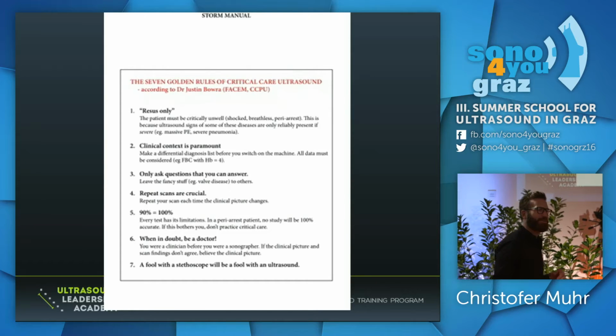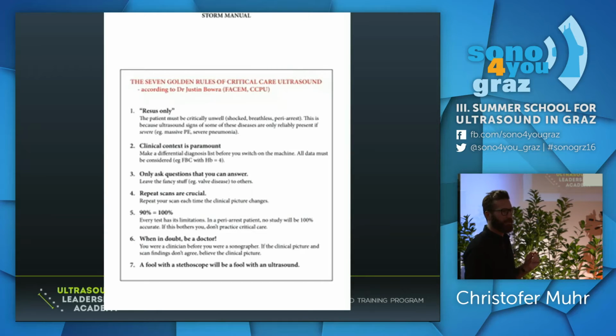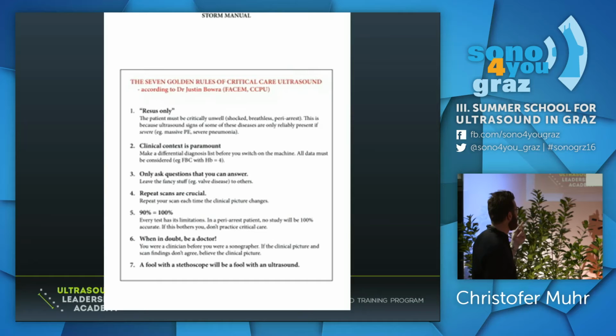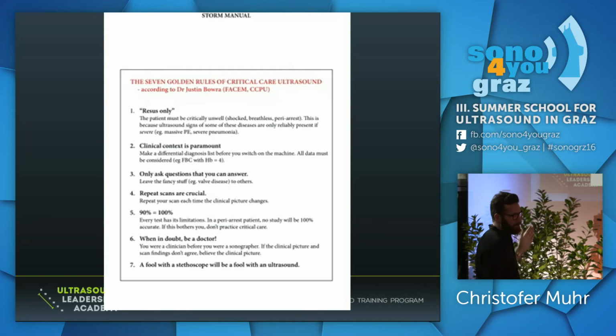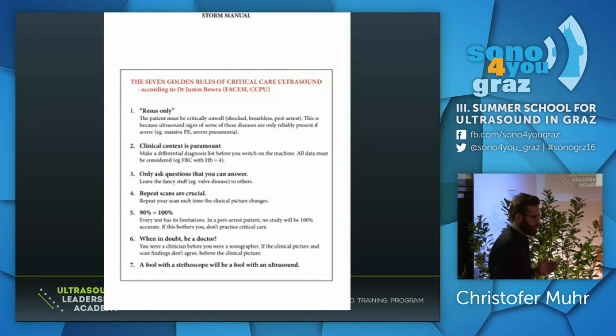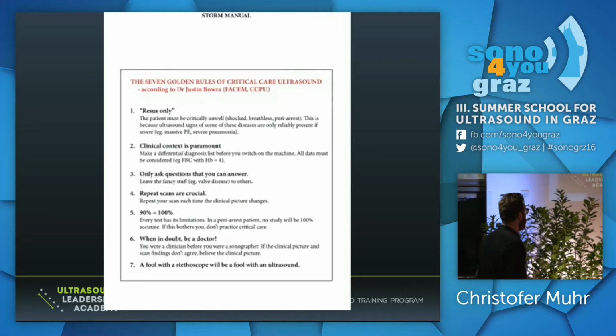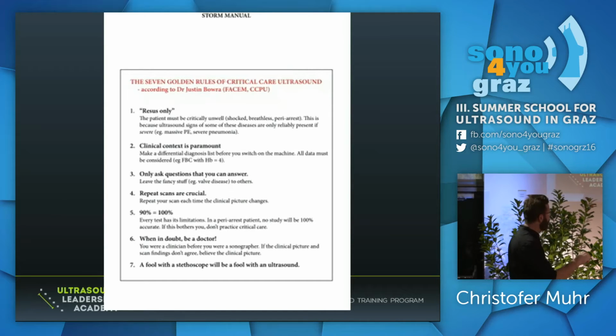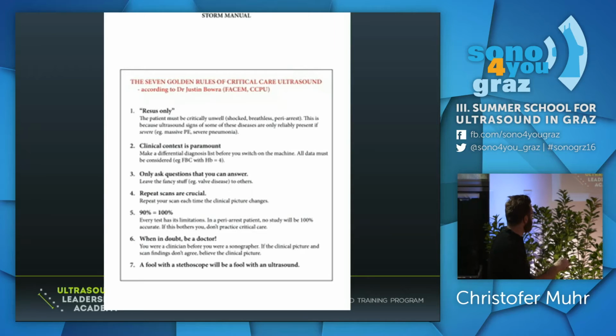The Storm manual. It's a free download on iBooks, you don't have to buy it. It's an ultrasound book written by Australian guys, a friend of mine, Justin Bowra. It has a couple of good things. These are the 7 golden rules by Dr. Bowra, and I already told you the last rule, right?